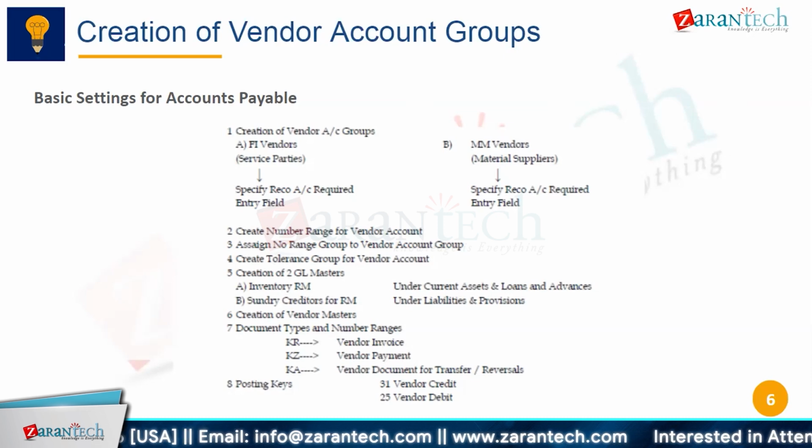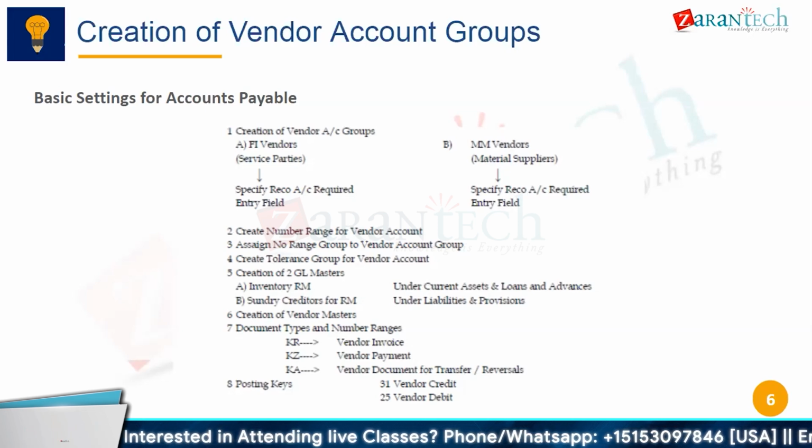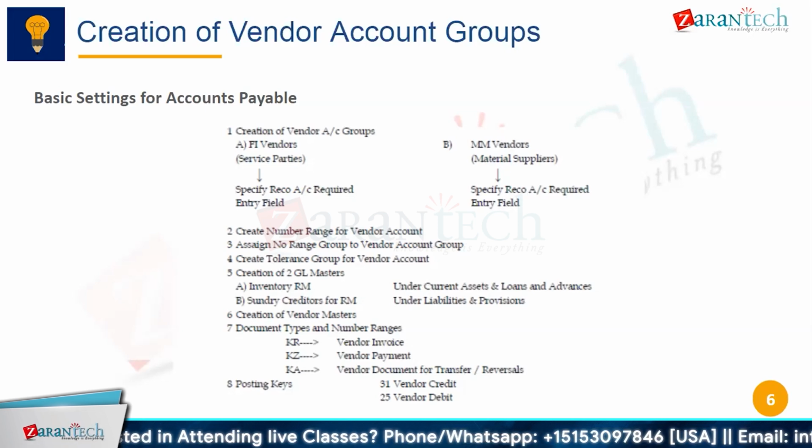KR is for vendor's invoice, KZ is for vendor payments, KA is vendor document for transfer or reversal. We will look at how the document types are set up in SAP. It comes with standard SAP. Usually we don't need additional document types. It is always best that you use what SAP has delivered.